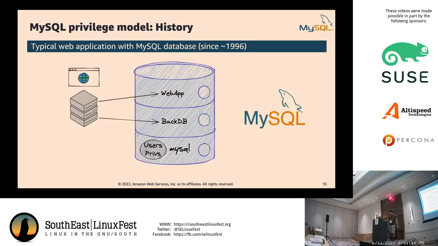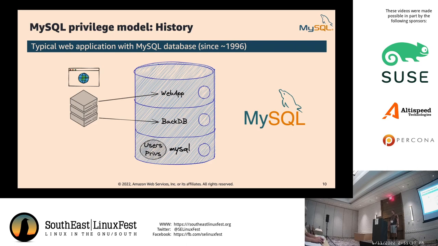So let's go back to the MySQL privilege model. Historically, a typical MySQL web application will consist of one to several databases. And it was easy to separate those databases. Let's say a typical application has a web application database, a backend database, and all the MySQL or MariaDB installations have this MySQL system database.